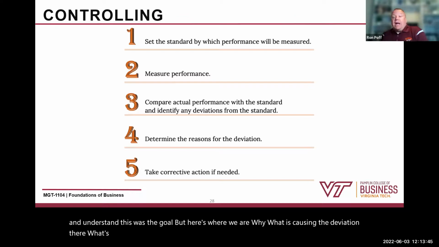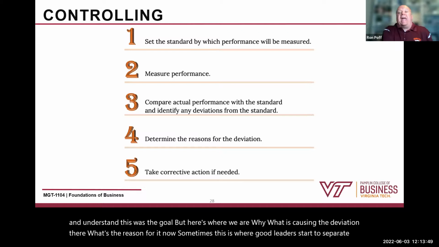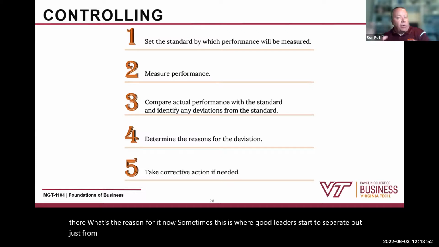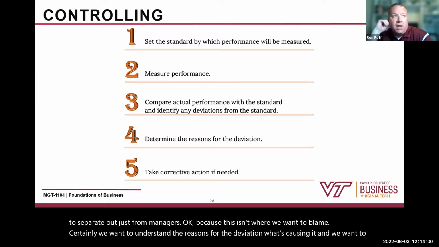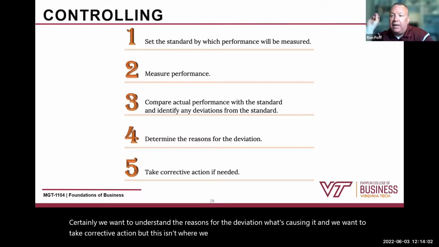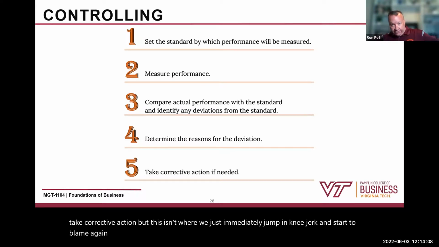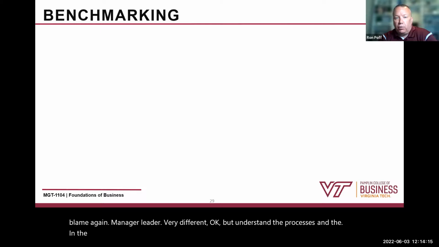Now, sometimes this is where good leaders start to separate out just from managers, okay? Because this isn't where we want to blame. Certainly, we want to understand the reasons for the deviation, what's causing it, and we want to take corrective action. But this isn't where we just immediately jump in, knee-jerk, and start to blame. Again, manager, leader, very different, okay? But understand the processes and the procedures for controlling.